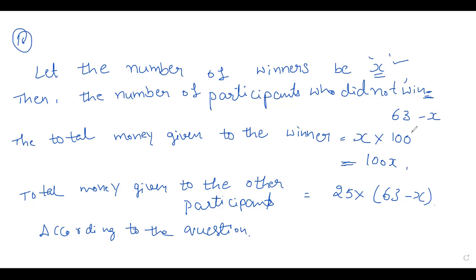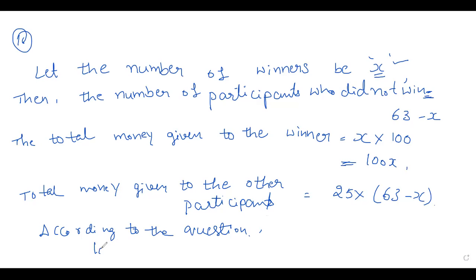Next, what is the prize amount for the winners? That is 100 rupees. So the total amount given to the winners is x into 100, 100x. For other participants, it is 25 rupees. So 25 into the number of participants. How many are there? 63 minus x, the other participants who did not win the competition. Is it clear? So I have written 25 into 63 minus x. So the total amount is 3000.